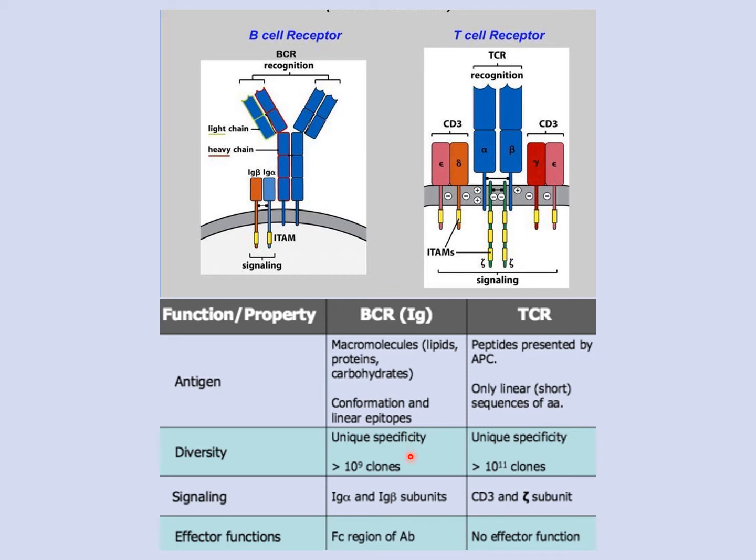So BCRs and TCRs both have unique specificity, that is they have the ability to bind to a specific type of antigen, and when we make a comparison of both, T cells have more diversity as compared to B cells having 10 to the power 11 clones. So signaling in BCR requires Ig alpha and Ig beta heterodimer, and in case of T cell receptors requires the CD3 complex made up of CD3 and zeta subunits. B cell receptors also have an effector function that is formed by the Fc region of the antibodies. However, T cell receptors do not have any effector function.